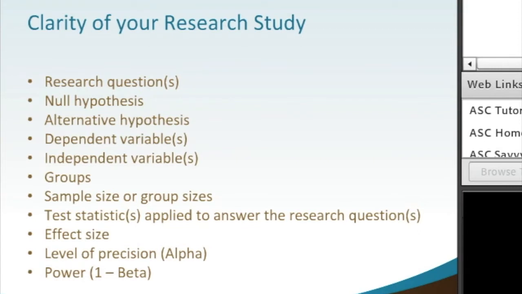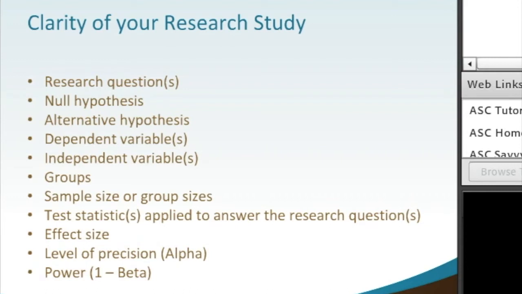These last 3 are a bit of a challenge for many people: the effect size, the level of precision, and the power. Now, here at the ASC, and I'm sure Kim can put up the links to our tutorial videos, we have videos on power analysis, and that's where effect size, level of precision, and power come into play.